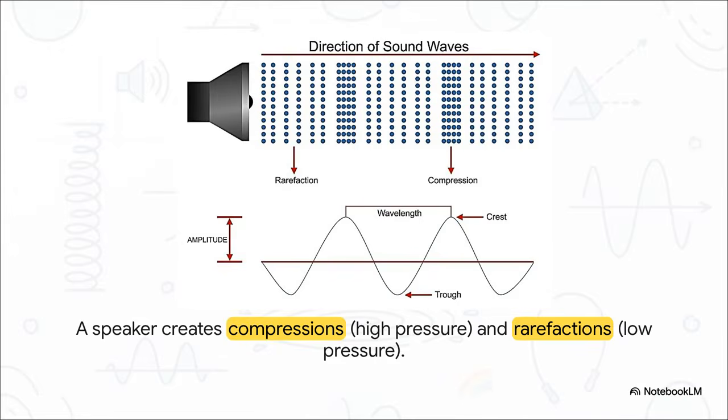And this is exactly what a speaker does. As the cone moves forward, it squishes the air particles together, creating a little pocket of high pressure. We call that a compression. Then, as it moves back, it leaves a space with fewer particles, an area of low pressure, or a rarefaction. And it's this chain reaction of squishing and stretching the air that travels to your ear as sound.